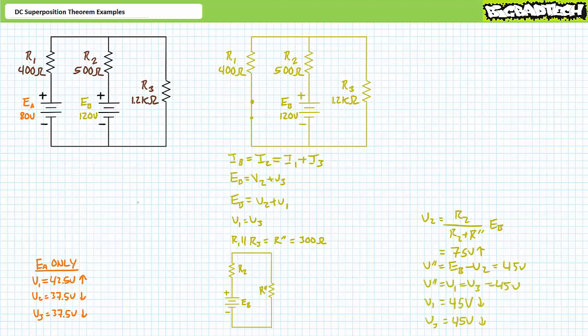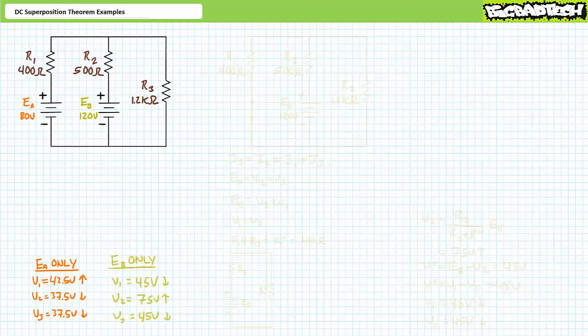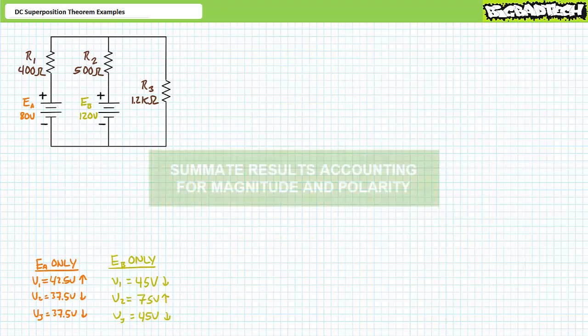R double prime is a parallel combination of R1 and R3. Voltage across elements in parallel is the same. V1 is 45 volts, positive to negative, top to bottom, as is V3, 45 volts, positive to negative, top to bottom. This completes the analysis from the perspective of source B. Let's now summate our values.